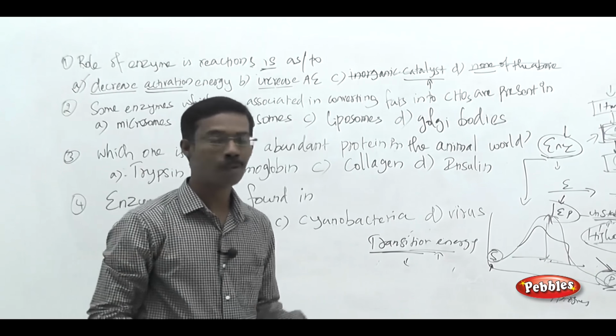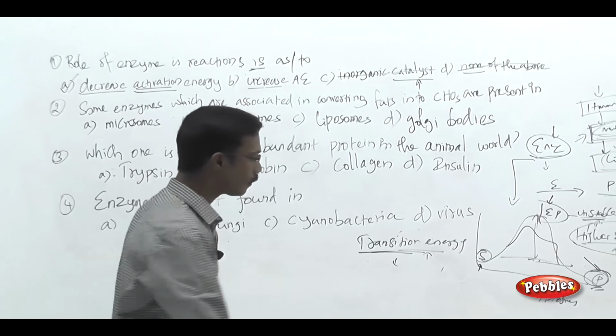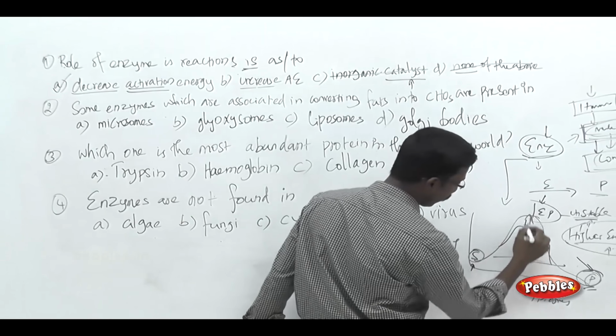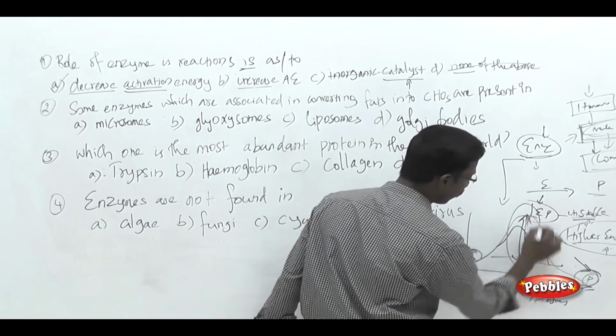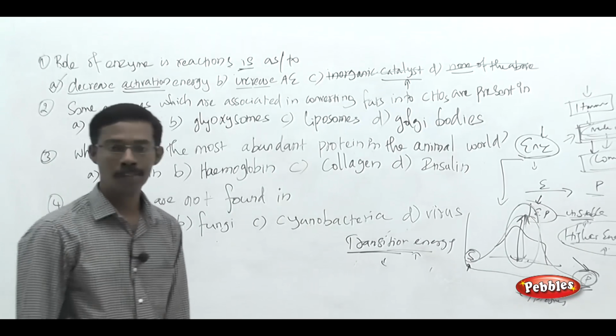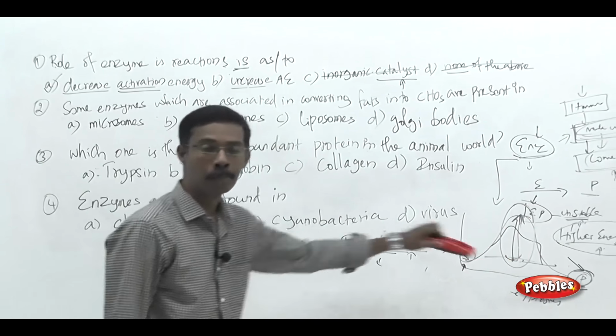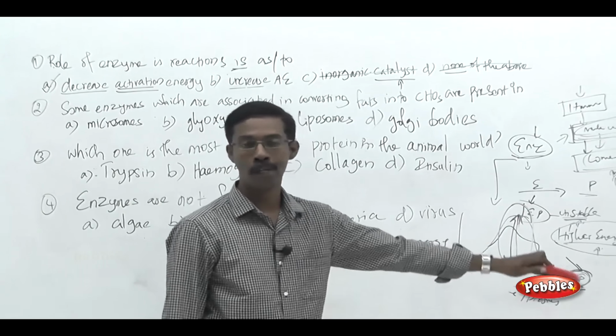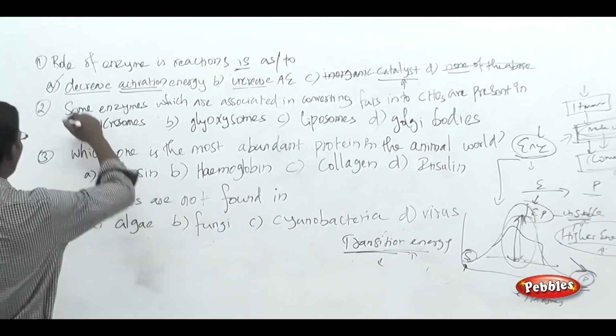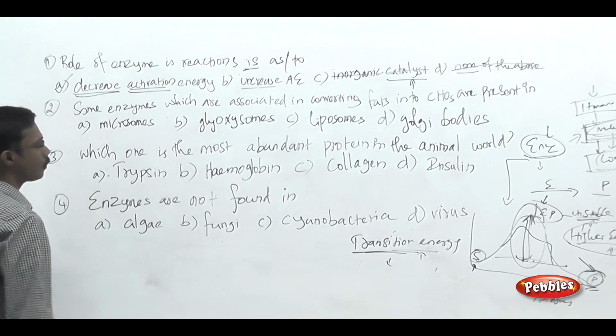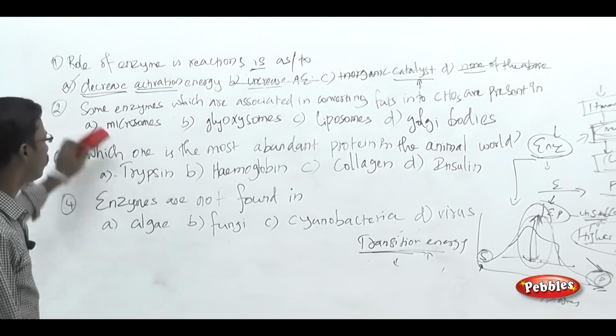Why? So that it can decrease the time in the transition period, the unstable period, so that it can speed up the reaction from the substrate to the product. So the choice over here is that it will decrease the activation energy. So see the next question.